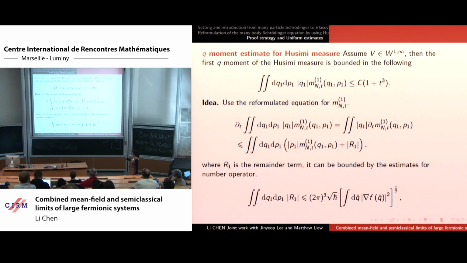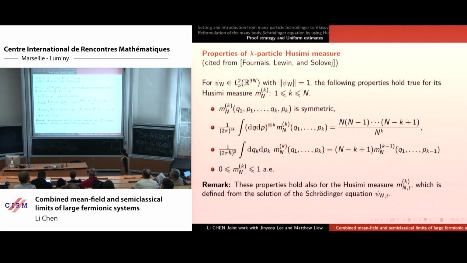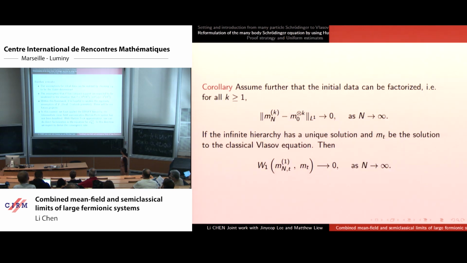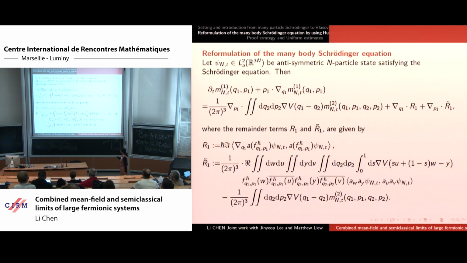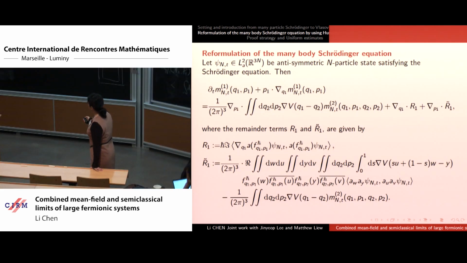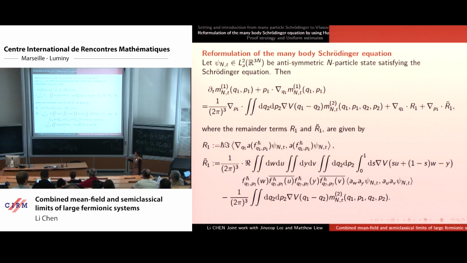okay, we just do it also directly because we have the equation for M1. Although it looks quite lengthy, it has nice structure. If you remember, I will show you again. The equation for one particle Husimi measure looks like this. So if we compute the derivative of the Q moment for the one particle Husimi measure, then the old things with divergence P1 will disappear, and you will have just these two terms. The main task is to estimate this error term, the R1. It's not a big issue.